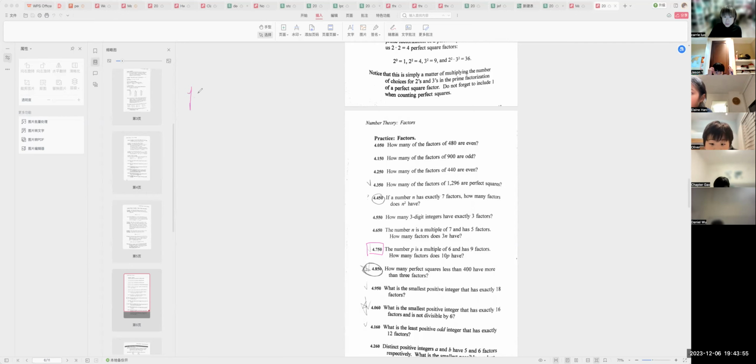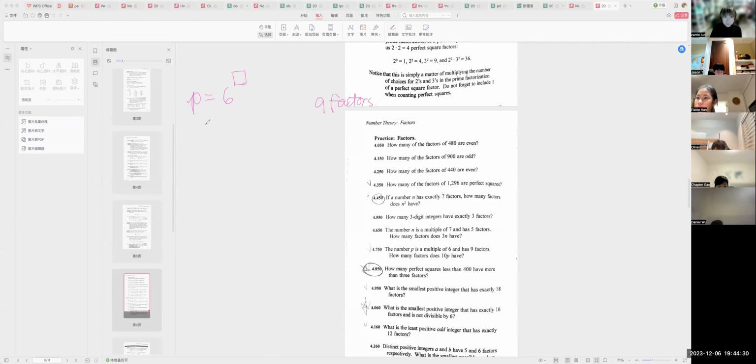Okay, the number p is a multiple of 6 and has exactly 9 factors. So it must be 6 power 8. Correct? Because the number of factors is exactly equal to the power plus 1. So 10p equals 10 times 6 power 8. But, oh sorry, this one's wrong. P equals 6 power what? I don't know, right? But exactly, they have 9 factors.